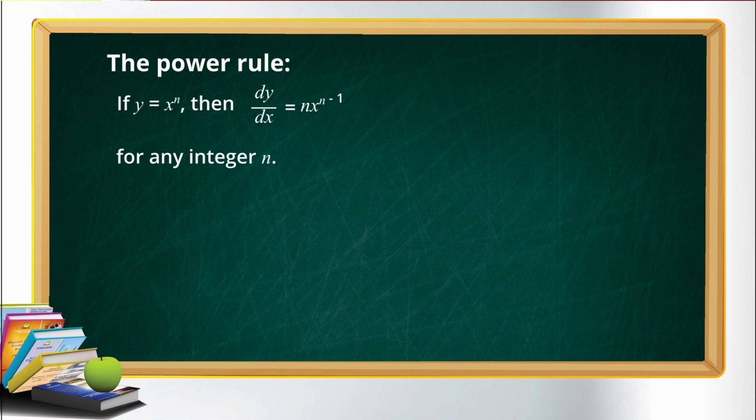Next is the power rule. This rule states that if y is equal to x to the power of n, then dy/dx is equal to n times x to the power of n minus 1 for any integer n. We will discuss more rules as we continue with the lesson. For now, since you already know two rules of differentiation, let's do an example.